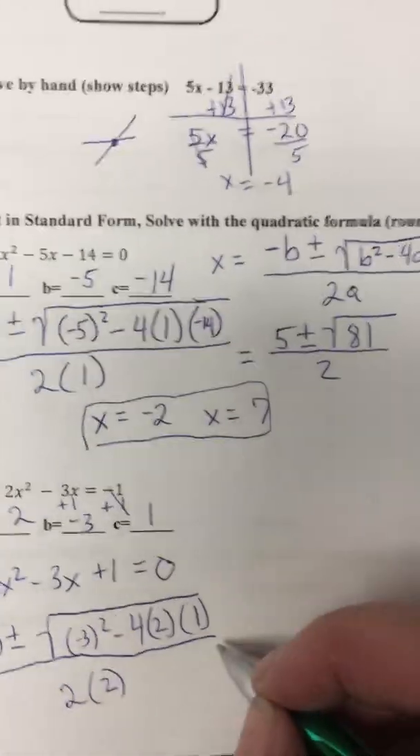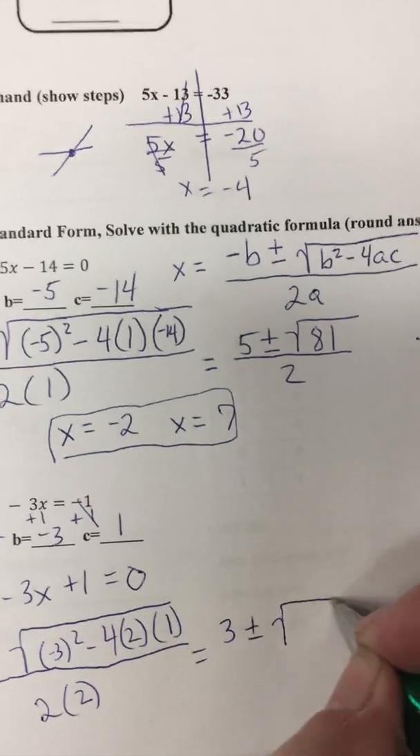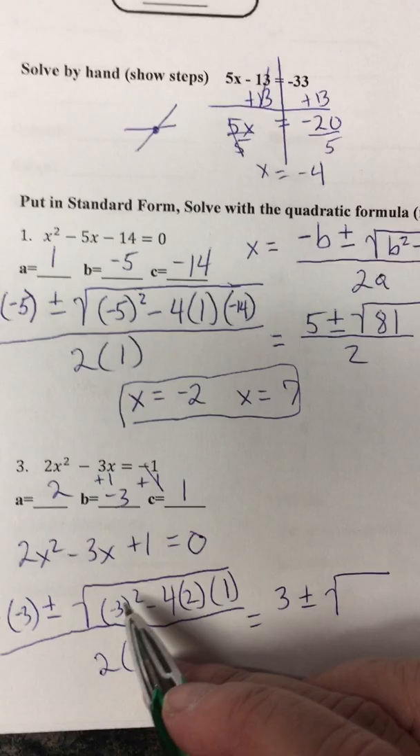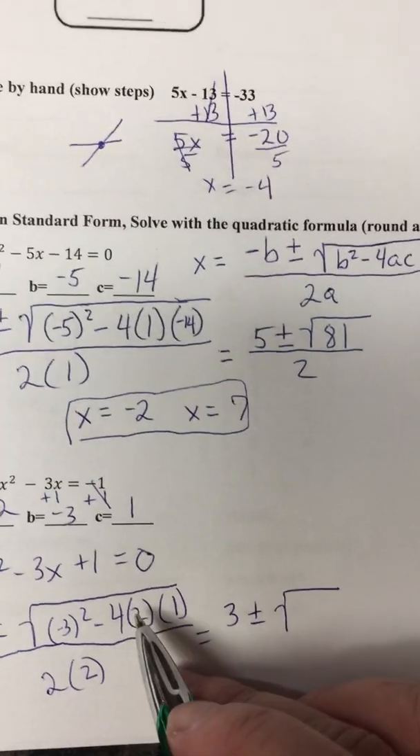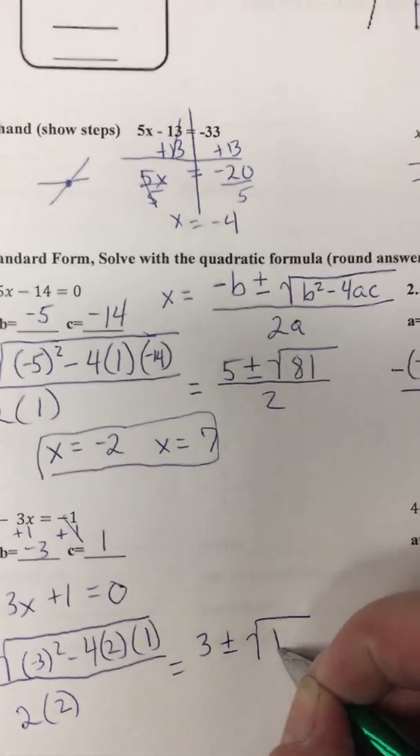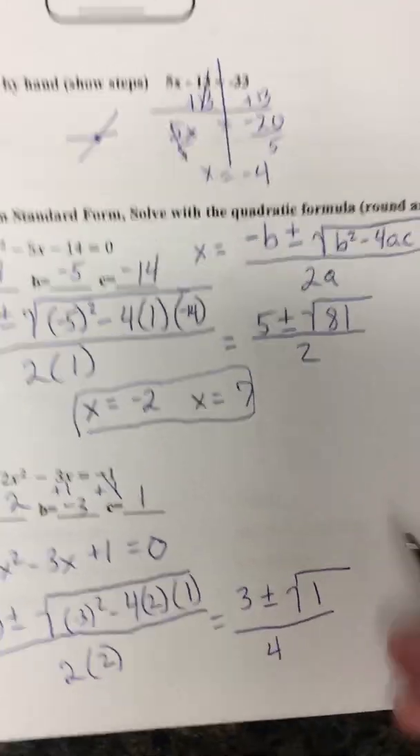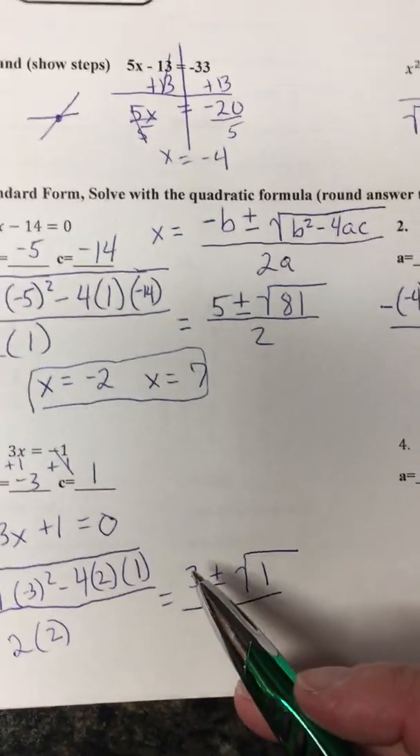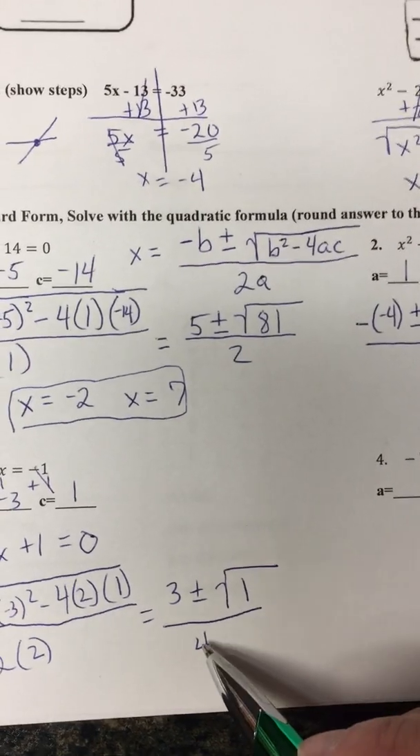The opposite of a -3 is a +3, plus or minus, and square root. If you do -3 squared, that's 9, and 4 times 2 is 8, and 8 times 1 is still 8. So this is 9 minus 8, and 9 minus 8 is 1. All over 2 times 2 is 4. So I can put this in the calculator, do it in my head with 3 plus the square root of 1 divided by 4, and 3 minus the square root of 1 divided by 4.